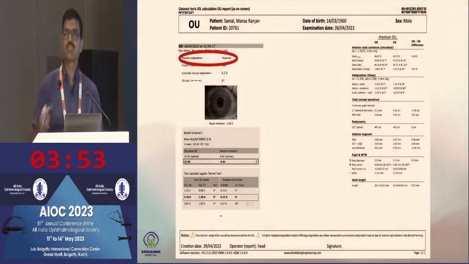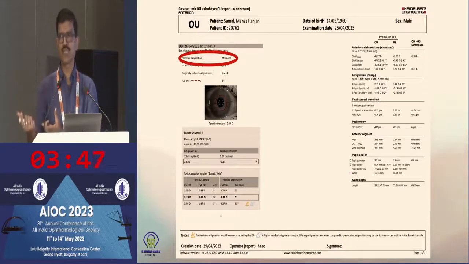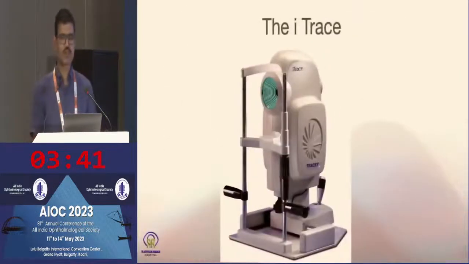However, if there is a disagreement between the predicted and the measured posterior corneal astigmatism values, I still go with the predicted value because the Barrett's algorithm is too good at predicting the PCA for every individual case, as we have found out over time.